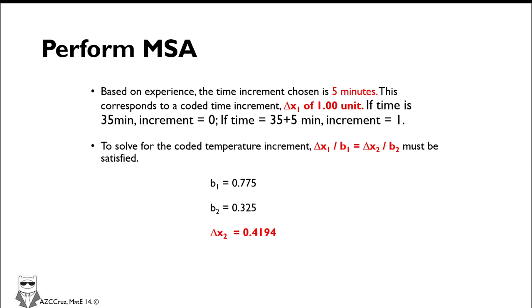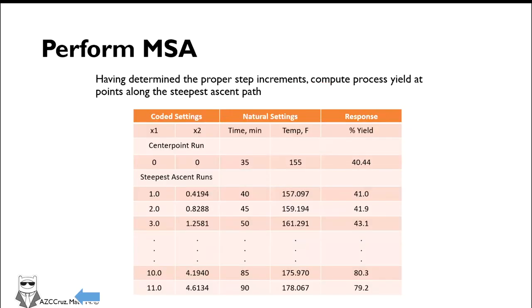So when we input that into our yung coded to natural factors na equation, ang nakuha natin is the increments for your natural settings, and this is around 2.097, no? Okay, that's 2.097 for temperature. So we are moving 5 minutes for time, tapos around 2.097 for the temperature. And we do that until the model does not work anymore, or until the model breaks down, essentially.